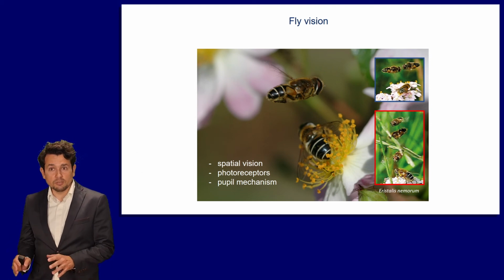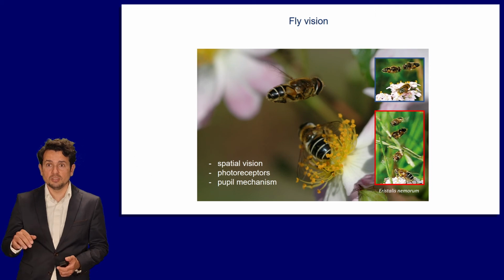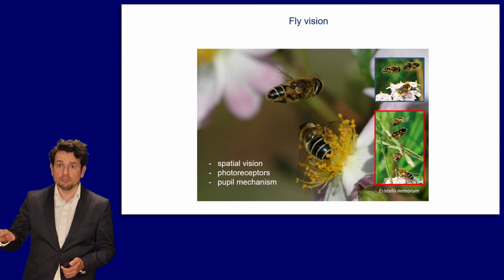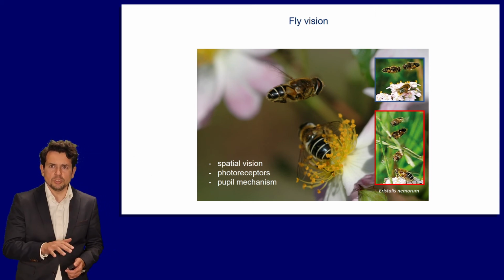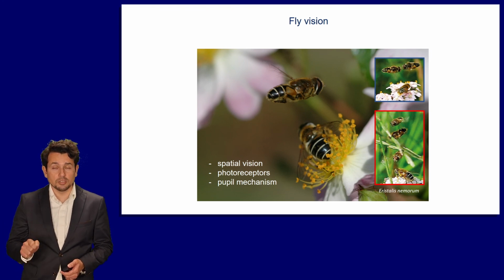In the images of this slide, for instance, we see how males of the Eristalis nemorum are flying around the female. Specialized regions of their compound eyes are meant to localize potential partners.